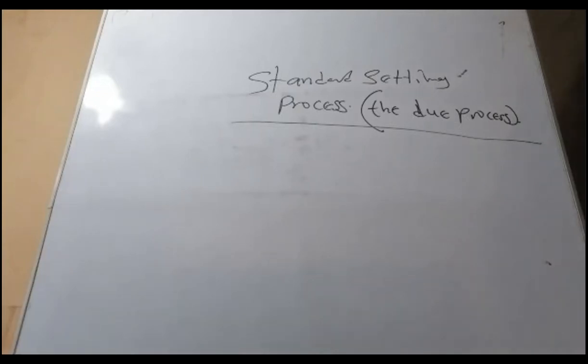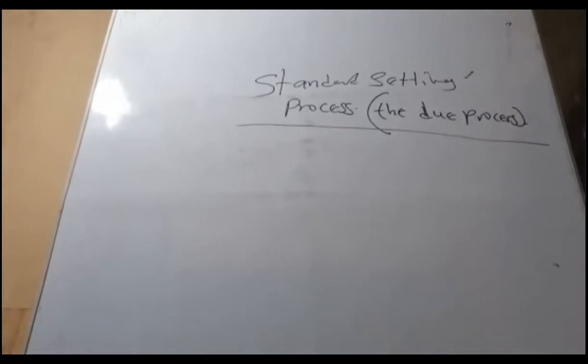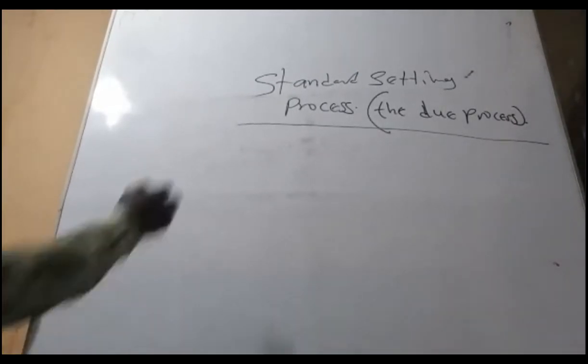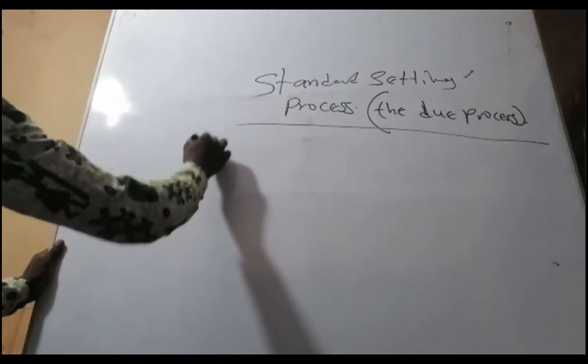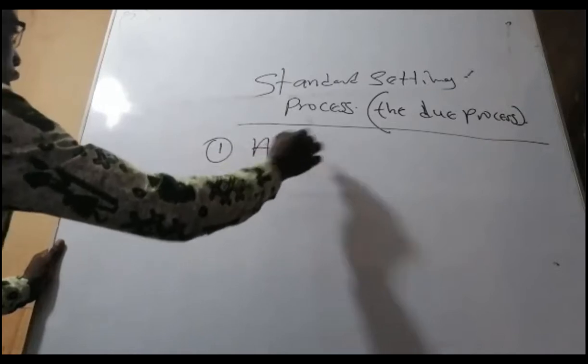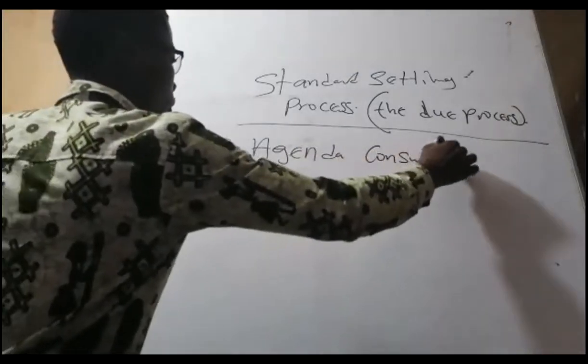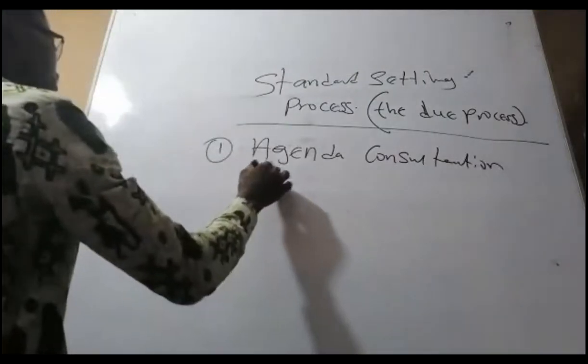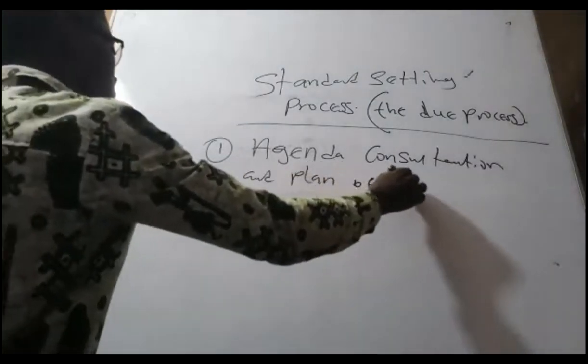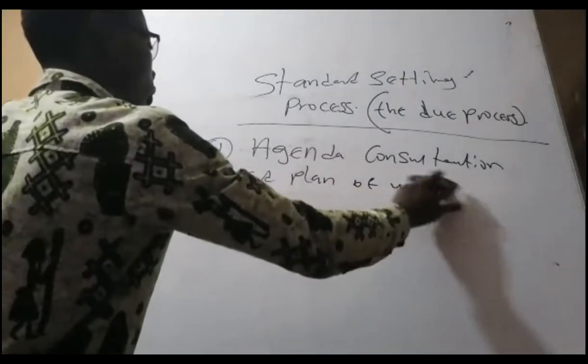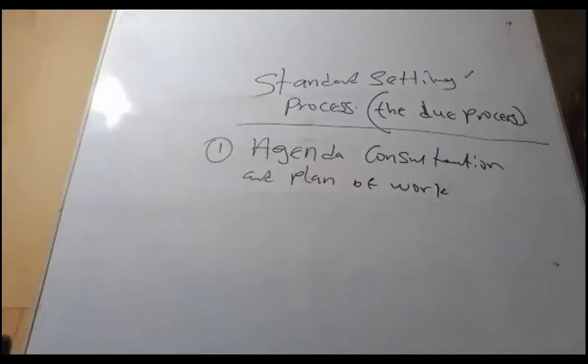The very first step that the International Accounting Standard Board normally goes through is the agenda consultation. Good. Great. So that is the very first step, which is the agenda consultation and plan of work. So the first step is agenda consultation. That's the very first step of every standard.